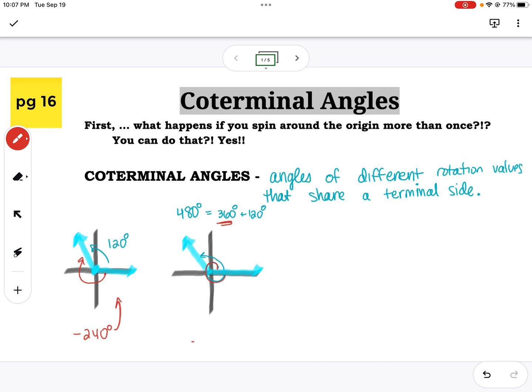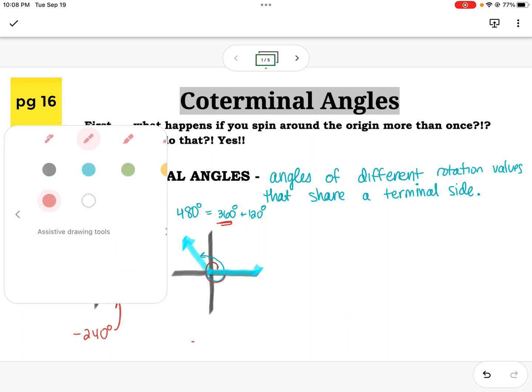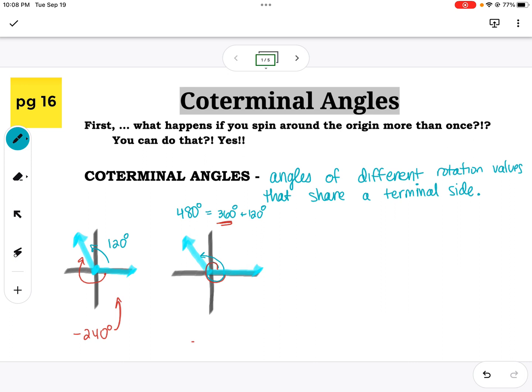Okay? So, how do you determine where coterminal angles land, what a coterminal angle might be to another angle? Well, here's the deal. If you're in degrees, in general, you want to add or subtract 360 degrees. And if you're in radians, you're going to want to add or subtract 2 pi. Now, keep in mind, depending on the value of the angle, you might have to add more or subtract more.